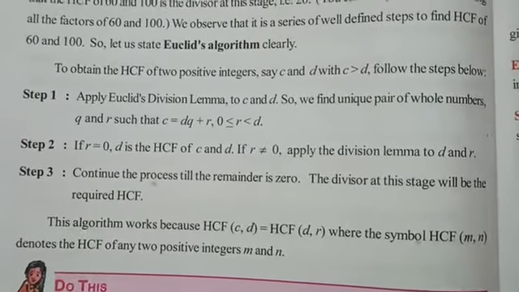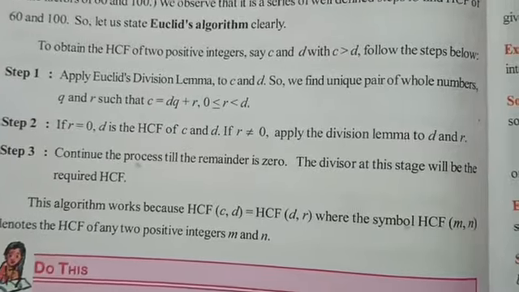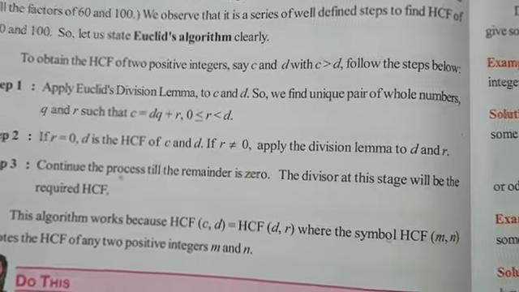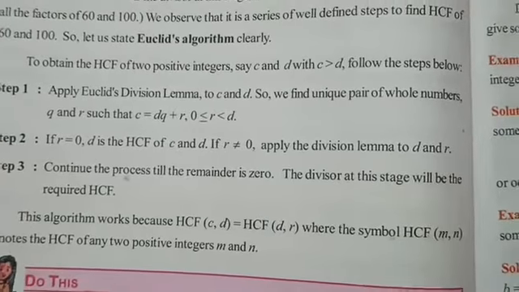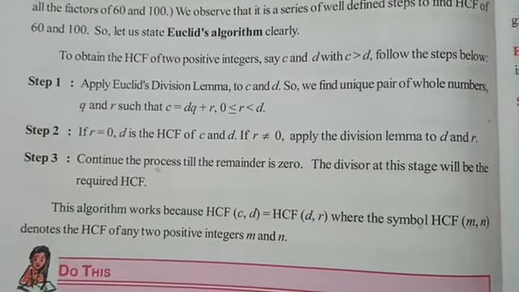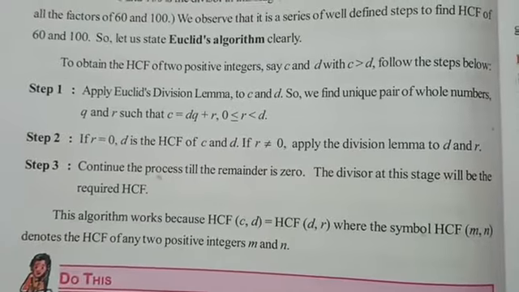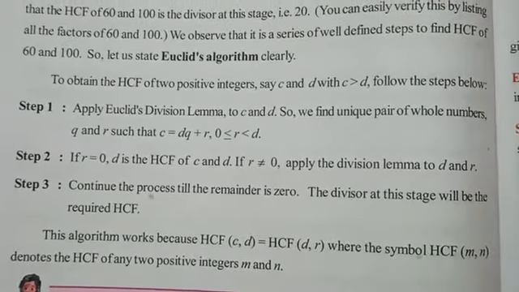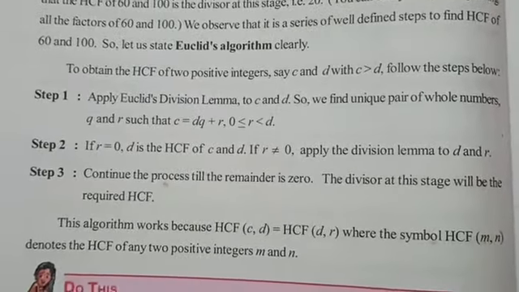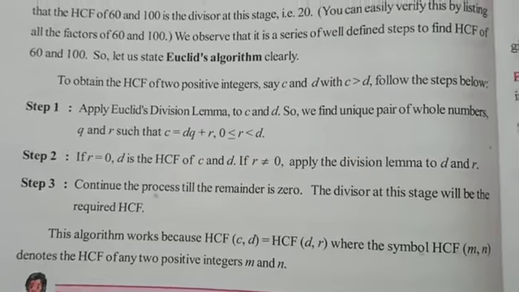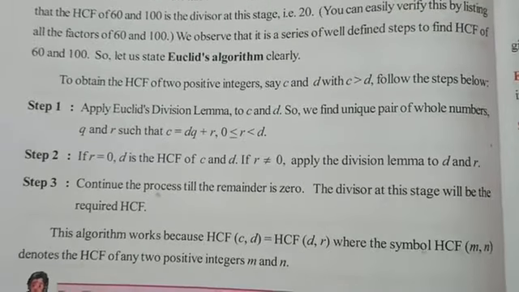First, to obtain the HCF of two positive integers, say c and d, with c greater than d, follow the steps. Apply Euclid division lemma to c and d. So we find a unique pair of whole numbers q and r such that c equal to dq plus r, 0 less than or equal to r less than d. If the remainder is 0, then that smaller value d is the HCF of c and d.